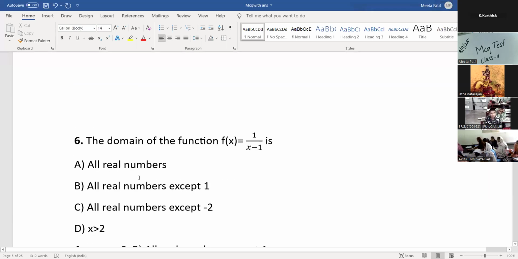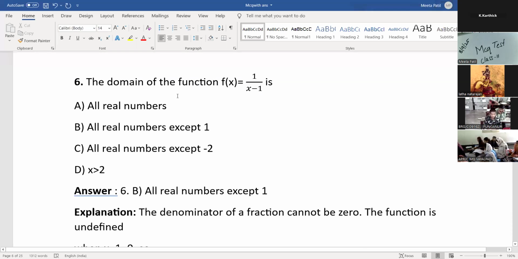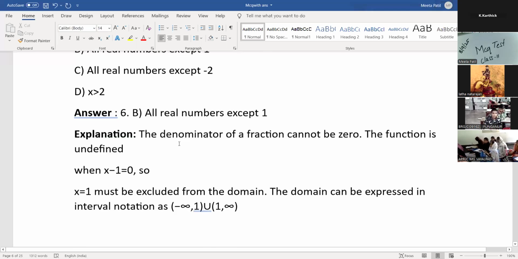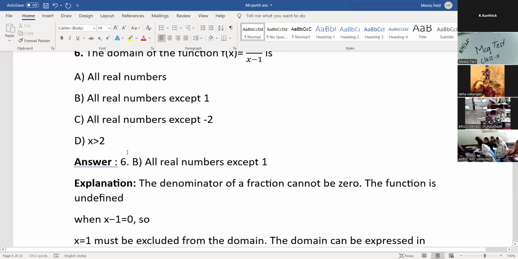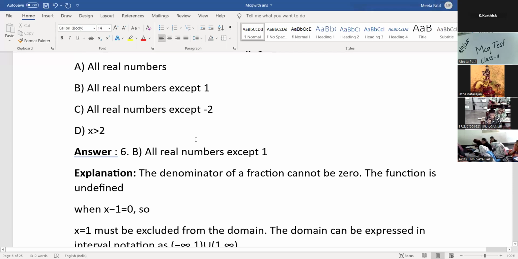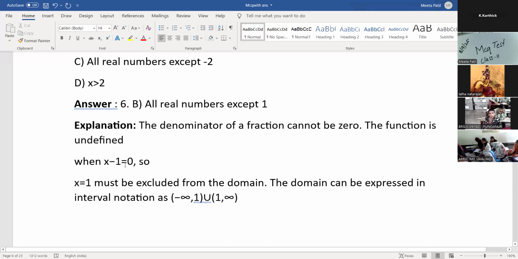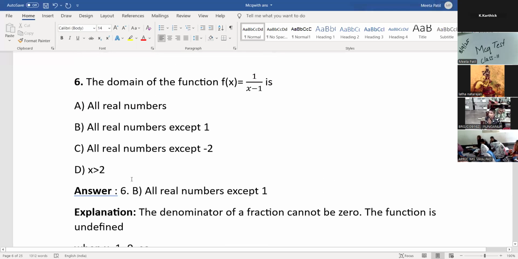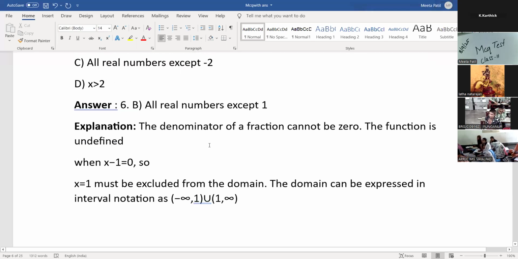Next one. For the sixth question, the domain of the function f of x is equal to 1 by x minus 1. Here the correct answer is B, that is all real numbers except 1. How do we consider this? If you put x equal to 1, the function will be undefined. So if we take x minus 1 equal to 0, then you will get x equal to 1. Excluding the value 1, all real numbers except 1 will be the answer.